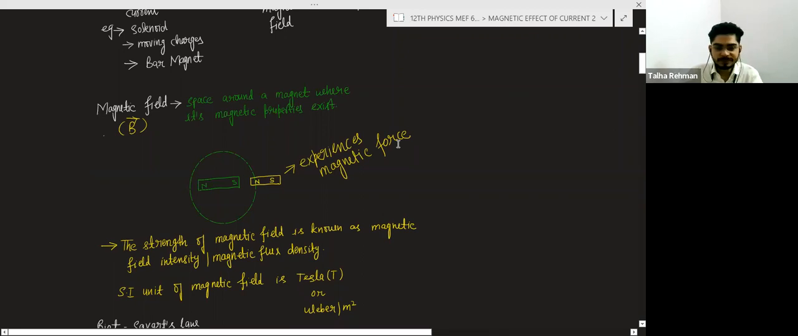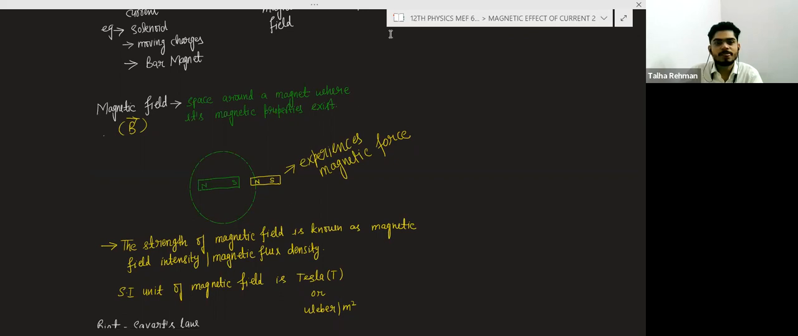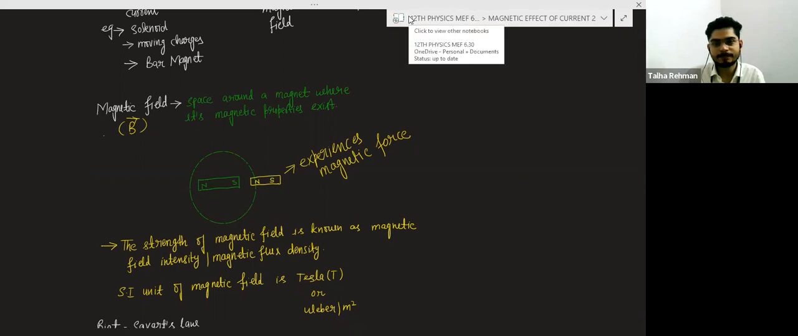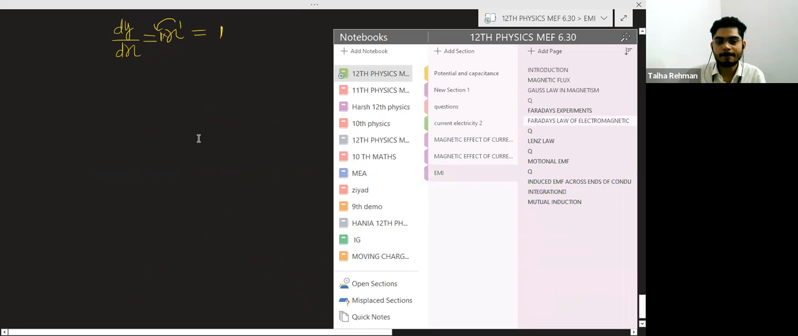Okay, tell me, what is the Biot-Savart law? You can tell me the equation only. dB is inversely proportional to... I dl sin theta.